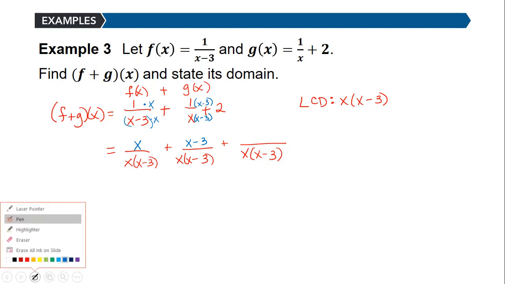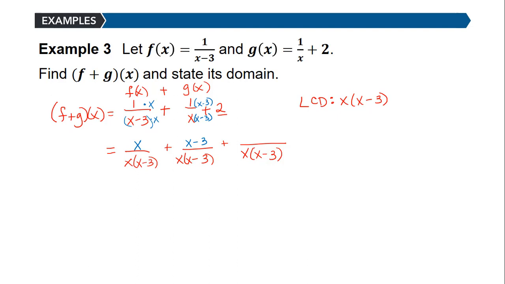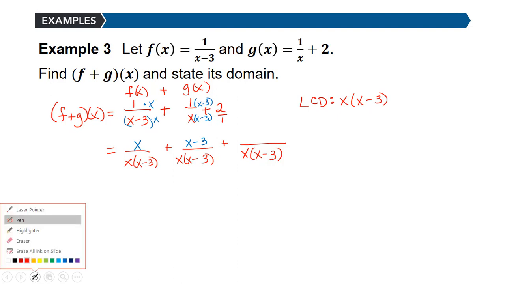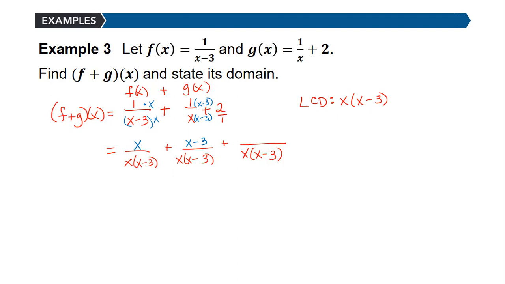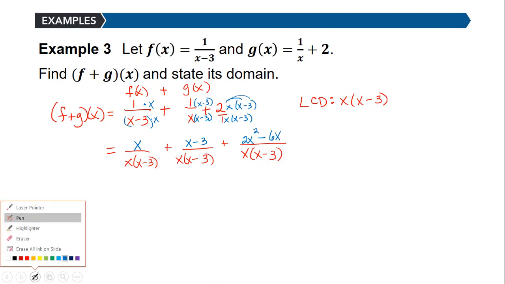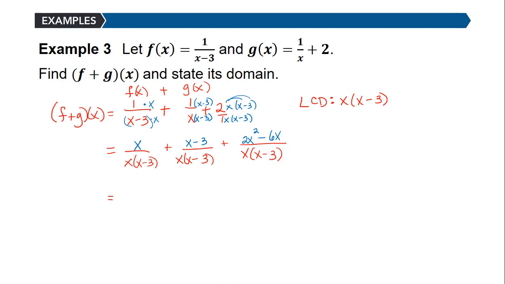And then the 2, remember that it is really 2 divided by 1. So to go to this LCD, we are missing both the x and the x minus 3 from the denominator. So we need to multiply the numerator and denominator by x times x minus 3. Therefore we get 2x times x minus 3, which when we multiply is 2x squared minus 6x when I distribute by the 2x. Now we have a common denominator of x times x minus 3.